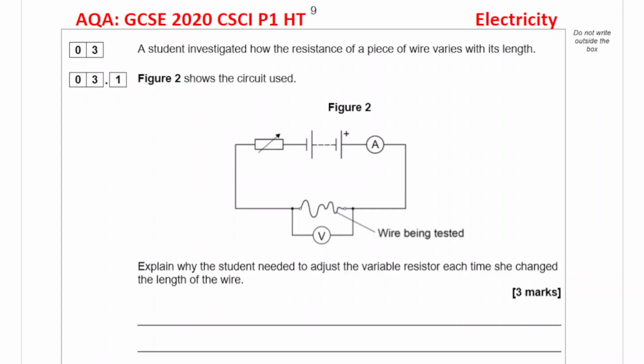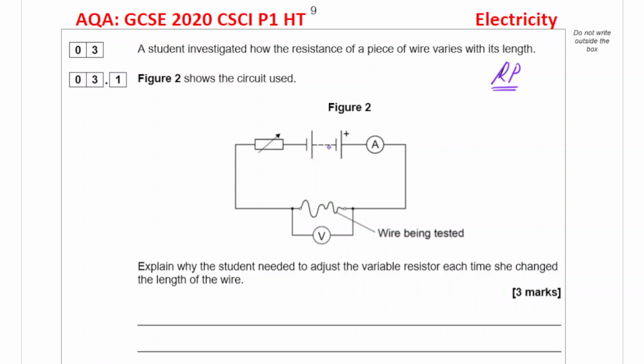In this video, I'm going to go through the AQA Combined Science Physics Paper 1 Higher Tier from 2020. Question number 3 is on the topic of electricity. A student investigated how resistance of a piece of wire varies with its length. This is actually a required practical that you need to know about.